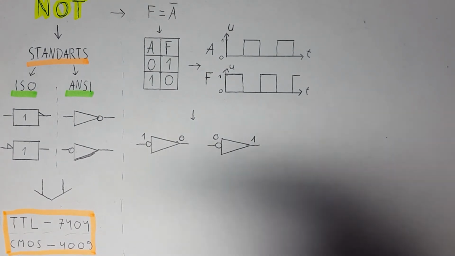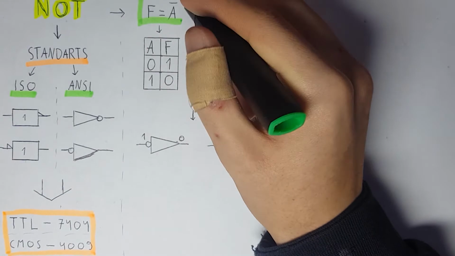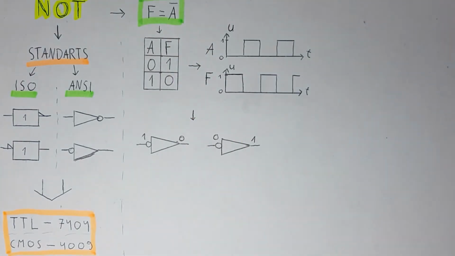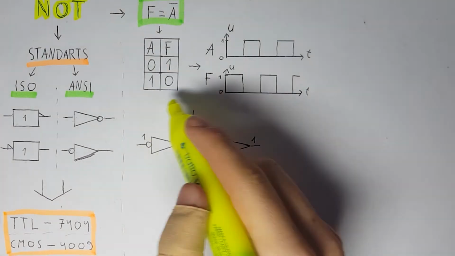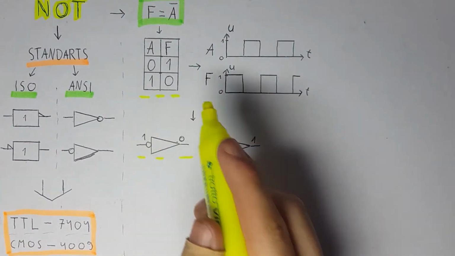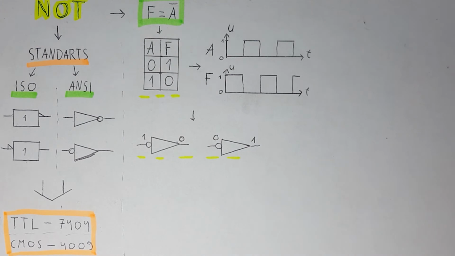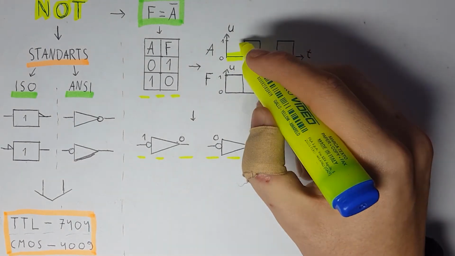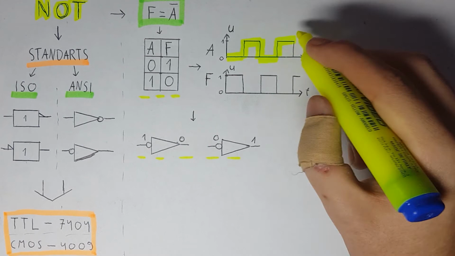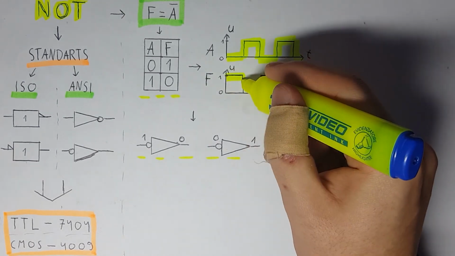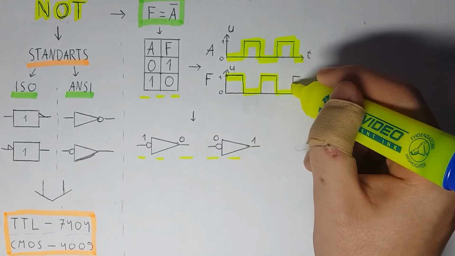The NOT gate is a simple inverter, which means it outputs the inverted input value. For example, if we input 1, it outputs 0. If we input 0, it outputs 1. This can be seen in the truth table or in the time diagram, which shows us the input levels and the output levels. So that's for the simplest gate.